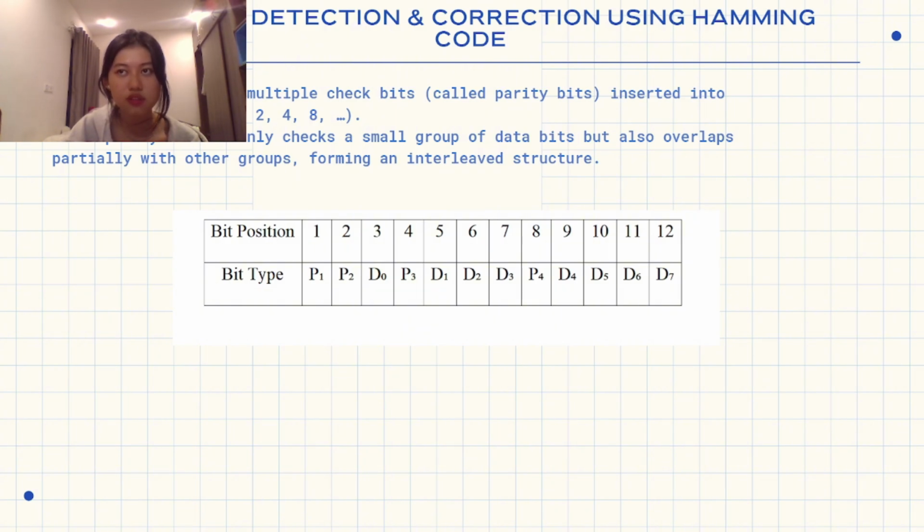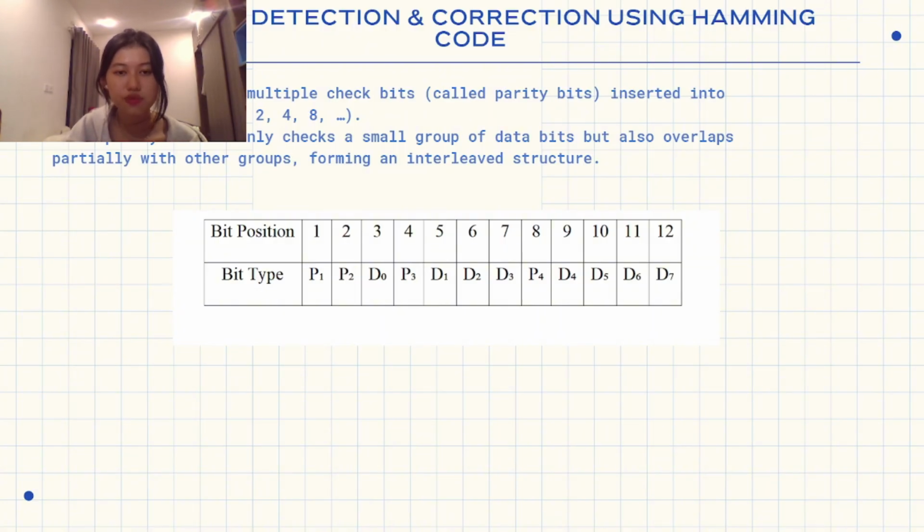It is based on the formula 2 to the power of n minus 1. For example, parity bit 1, P1, will be 2 to the power of 1 minus 1, which is 2 to the power of 0, so it must be position 1. Each parity bit not only checks a small group of data bits but also overlaps with other groups, forming an interleaved structure.